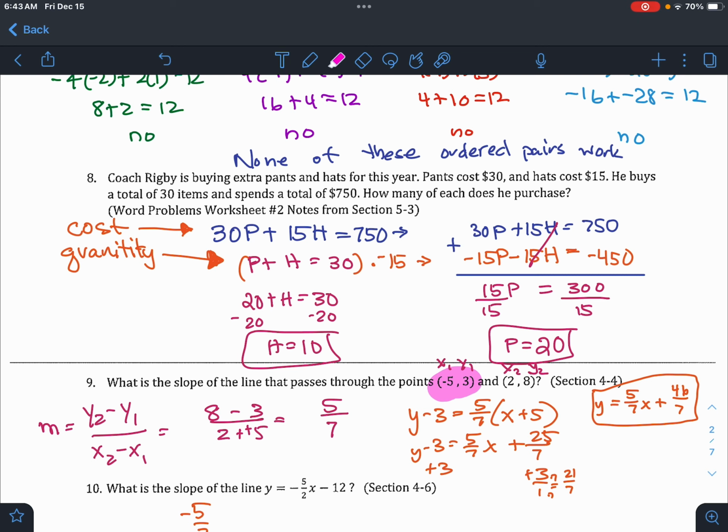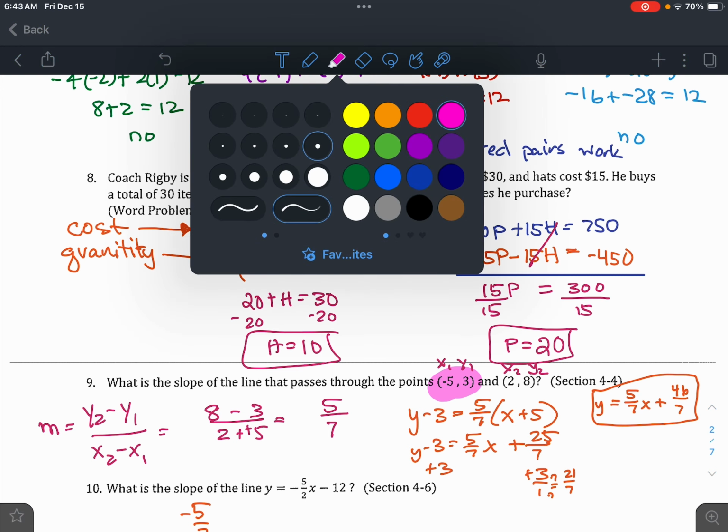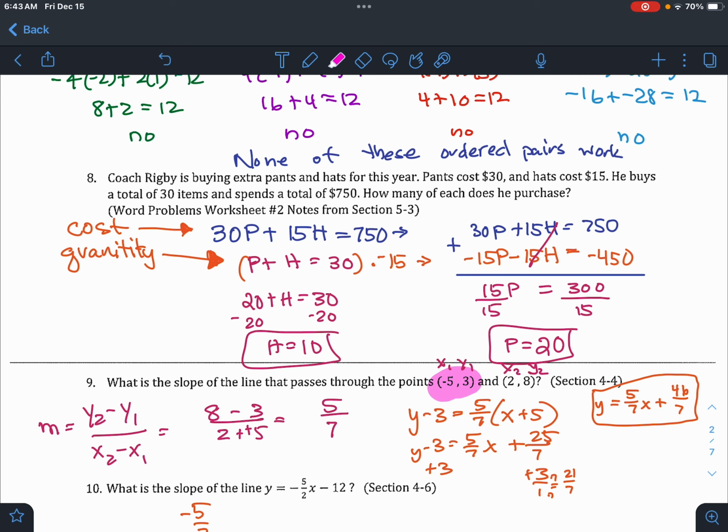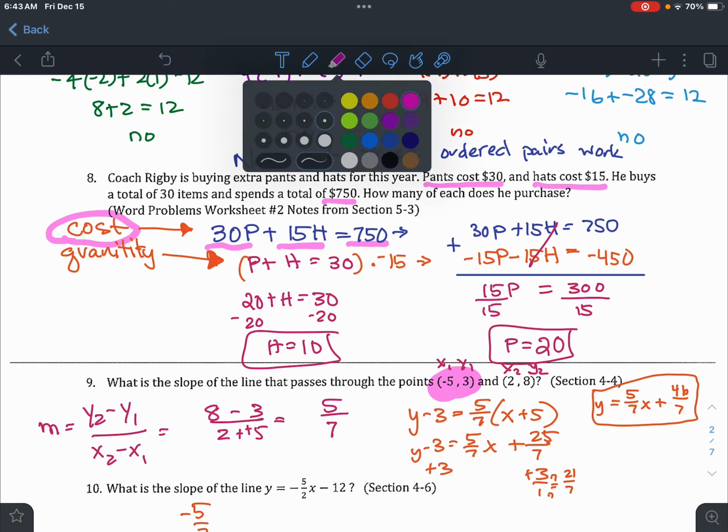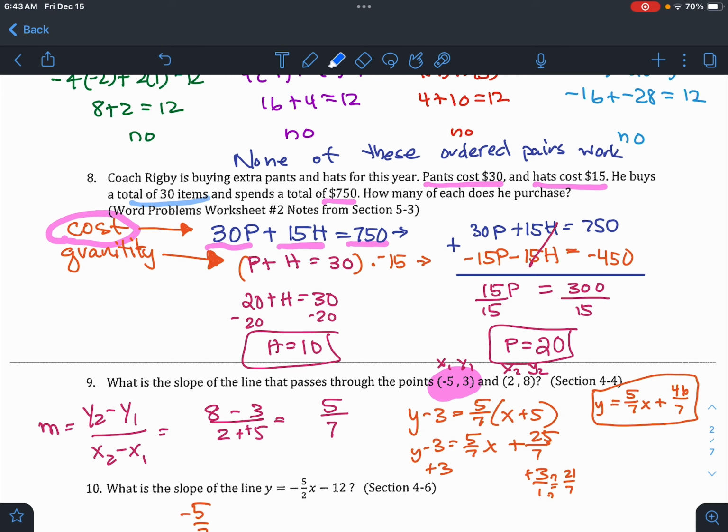Number 8 is a review of Chapter 5, word problems. On this one, we always write one equation on cost and one on quantity. Here, Coach Rigby is buying pants that cost $30 and hats that cost $15, and he spent a total cost of $750. So this whole equation was written on cost. Then we do one on quantity, and it tells us that he is buying a total of 30 items.